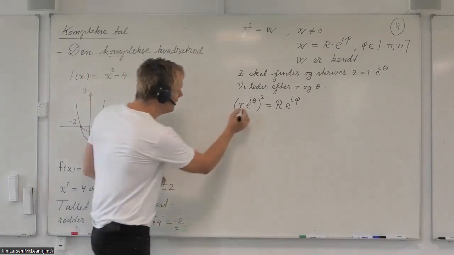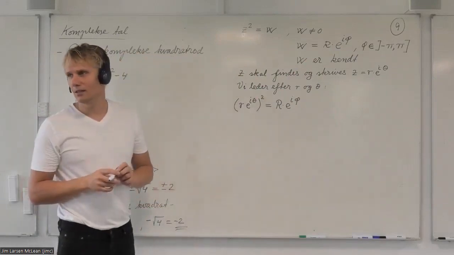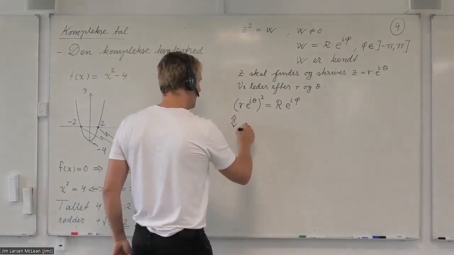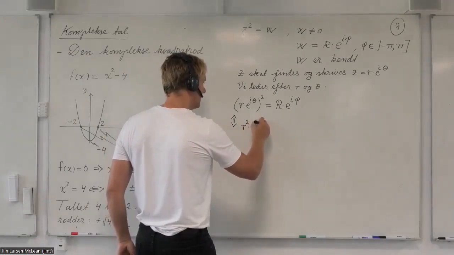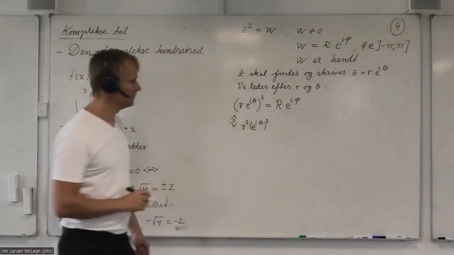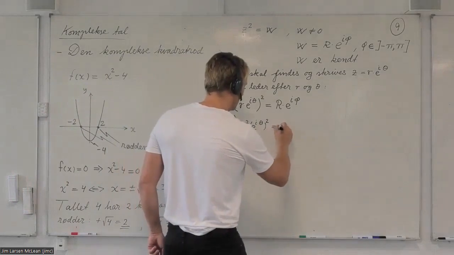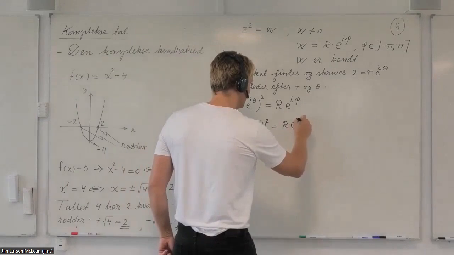Okay, here I have a product. And when a product is to be raised to a power, each factor has to be raised to that power. So this can be rewritten as r squared times Euler's number raised to the power of i theta, all squared. On the right side, I haven't done anything, so I'm just copying what I wrote before. It still says big R times Euler's number to the power of i times phi.